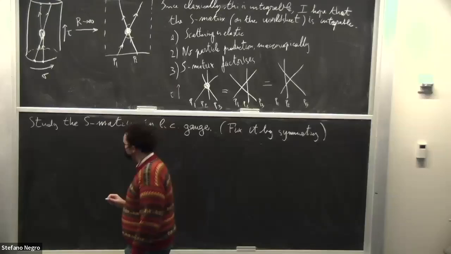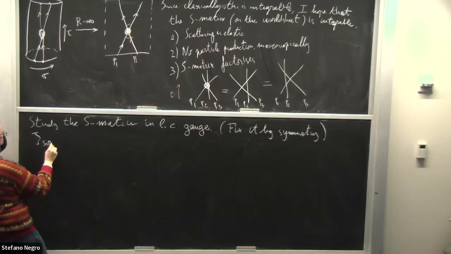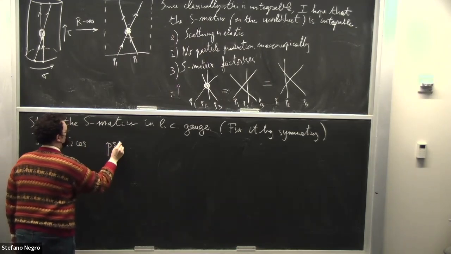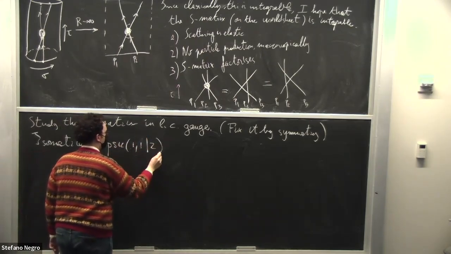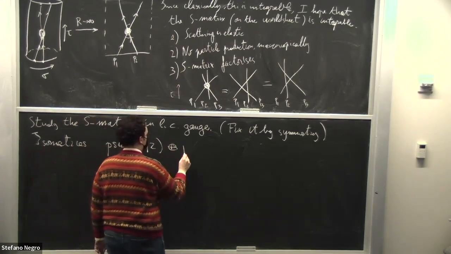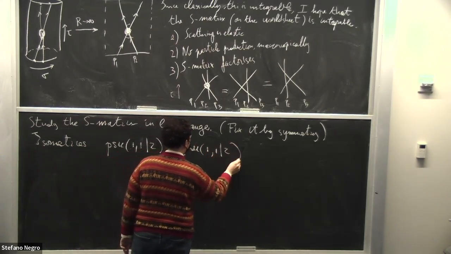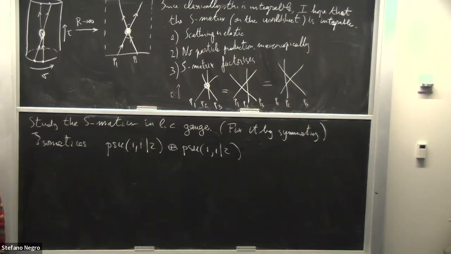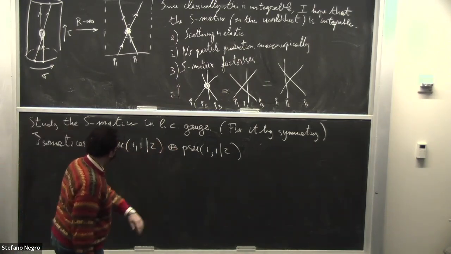So let me say something about the symmetries of this theory. The super isometries are given by PSU(1,1|2) plus PSU(1,1|2). And then there is a little bit of isometries that come from the T4, but they're not very important. And I told you that there were 16 supercharges. There are 8 from one copy, 8 from the other copy.